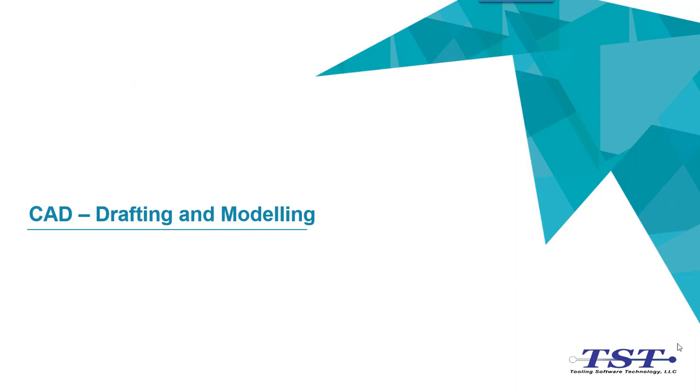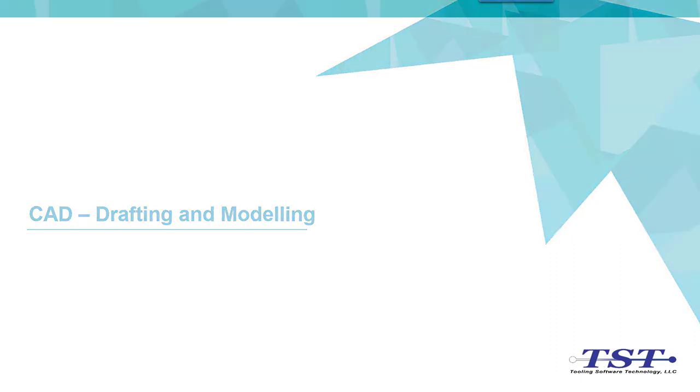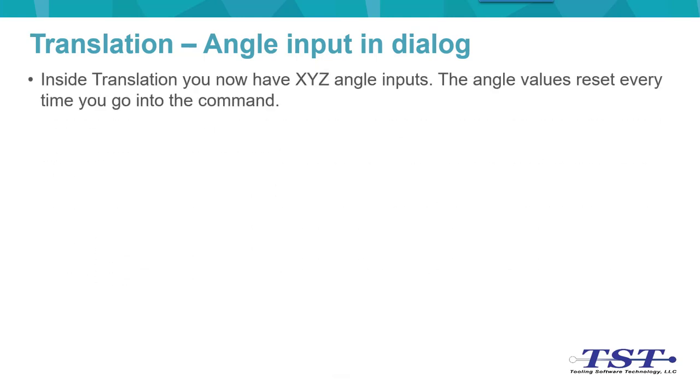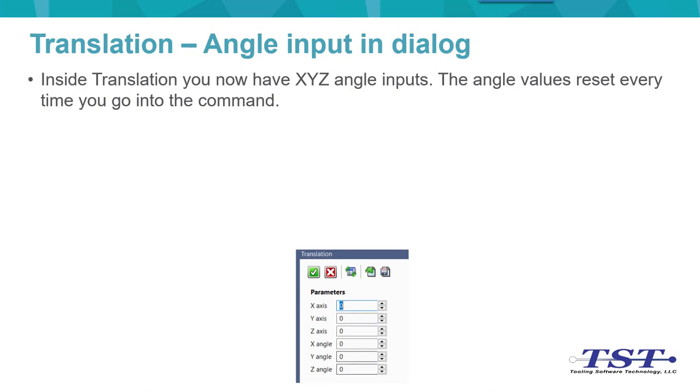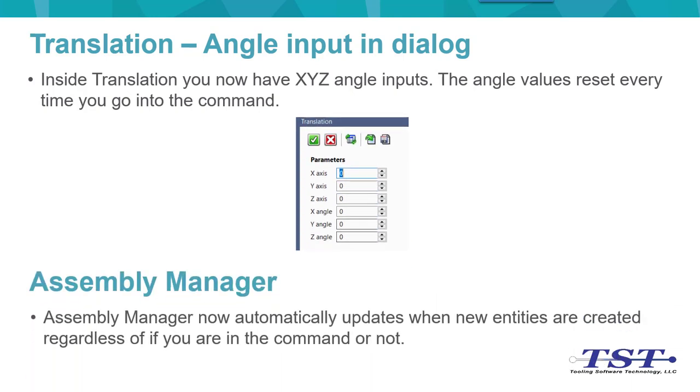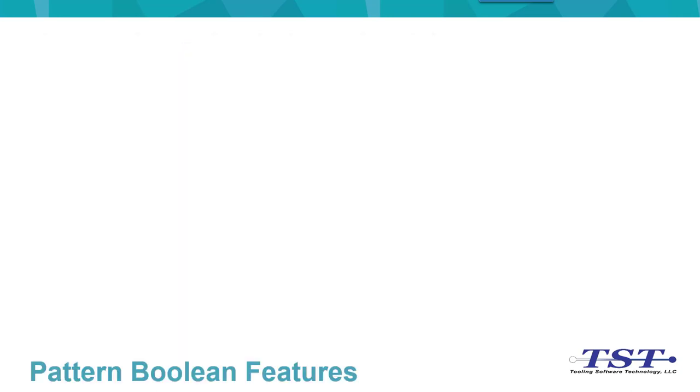We'll now go into the new features within the drafting and modeling modules inside of VISI. So within the translation command, you now have angle input options. So you now have the ability to input in an XYZ angle, and the angle values reset every time you go into the command. So here's the image of the new commands. And inside of Assembly Manager, it now will automatically update with new entities regardless of if you're in the command or not. So if you add a new block, it automatically updates and adds it into Assembly Manager.